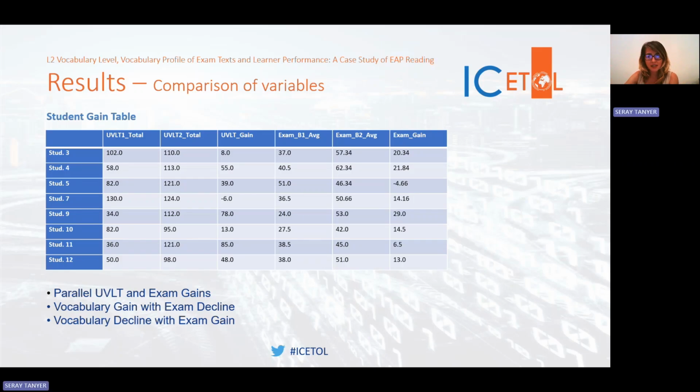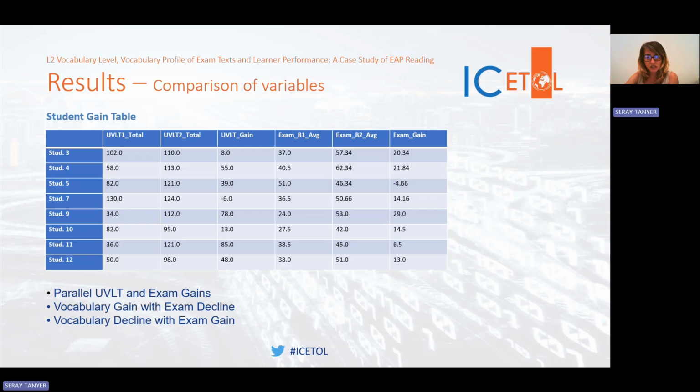The learner level analysis revealed diverse developmental patterns in vocabulary knowledge and exam performance. For some learners, gains in vocabulary knowledge were accompanied by corresponding gains in exam performance, suggesting that vocabulary growth may directly support improved reading comprehension outcomes. However, other learners showed a mismatch between vocabulary development and exam results. For instance, one learner achieved a substantial vocabulary gain but experienced a decline in exam scores, indicating that vocabulary knowledge alone does not guarantee improved performance.